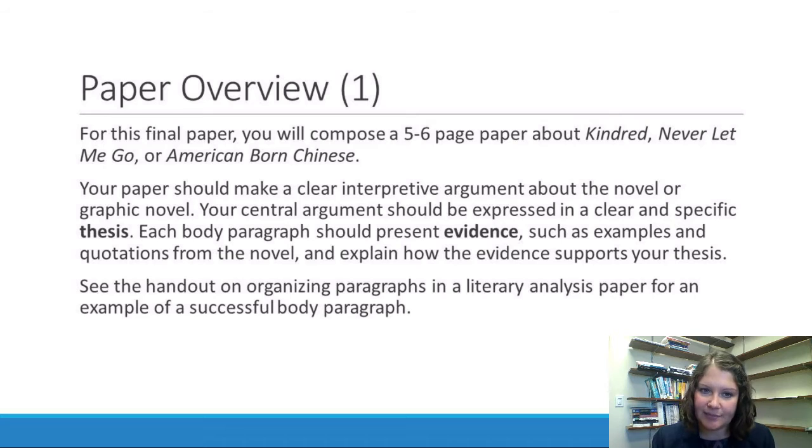I have a handout on Blackboard that talks about organizing paragraphs in literary analysis papers that you're welcome to look at if you want an example of what I'm talking about. And if you want to reach out to me over email to run a thesis by me, I'm happy to give you feedback on it. I'm also happy to set up a meeting to talk about your ideas for your paper in more depth, if you'd like to do that as well.